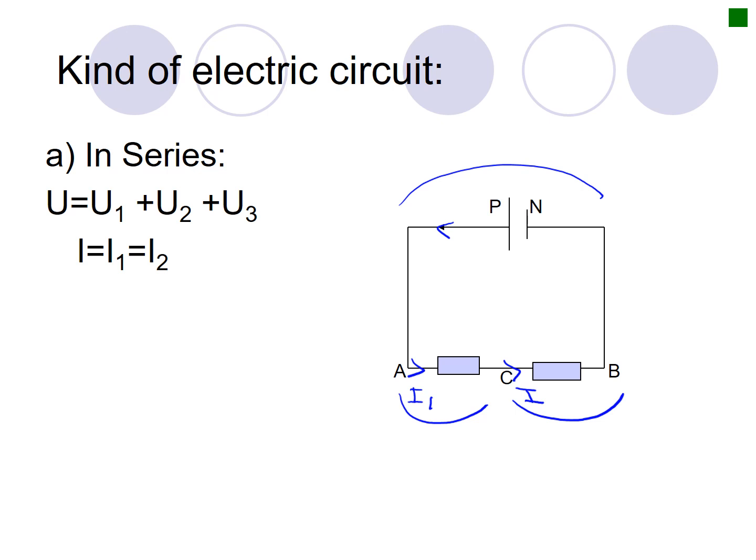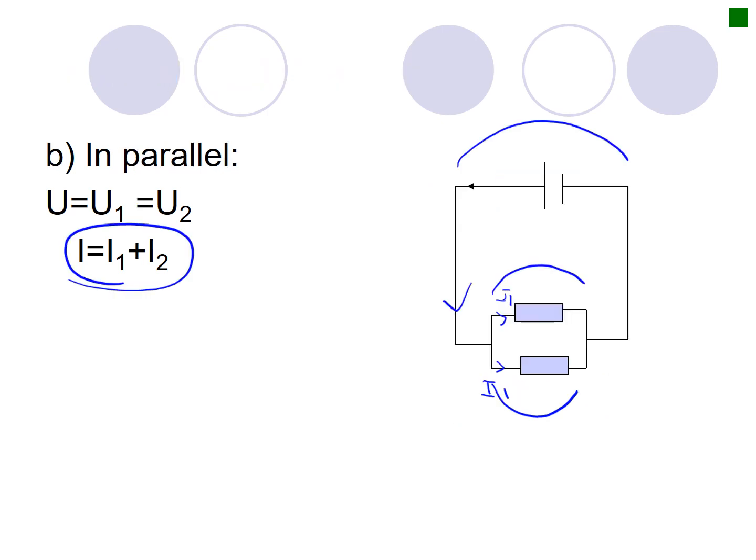Kind of electric circuit: in series. The voltage across the dry cell is equal to the voltage across U1 plus the voltage across U2, while the current is the same: I equals I1 equals I2 equals I3, etc. In parallel, the voltage across the dry cell equals the voltage across 1 equals the voltage across 2, while the current of the dry cell is decomposed into I1 and I2. So I equals I1 plus I2.